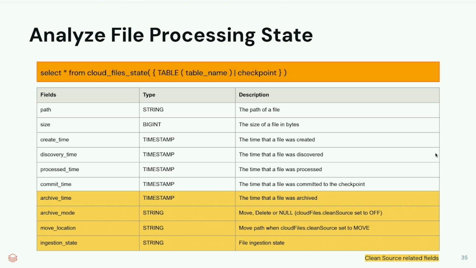One thing I would like to bring to your attention about clean source is that if you have multiple autoloaders reading from the same cloud directory, then you want to be careful about enabling this option because it can conflict with different readers. The same is true if you have readers outside of autoloader, both within and outside Databricks, that may be reading from the same source location. So you may not want autoloader to delete it automatically.